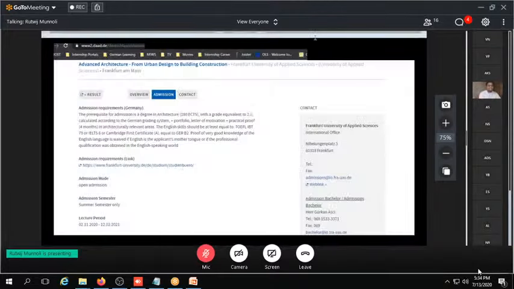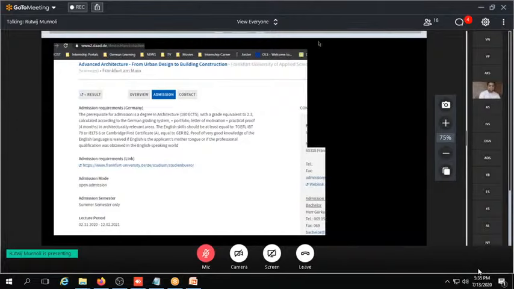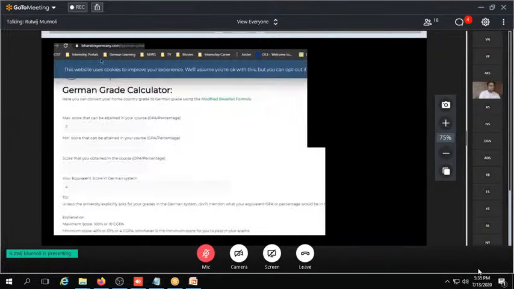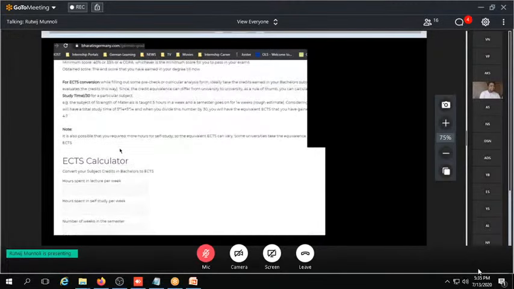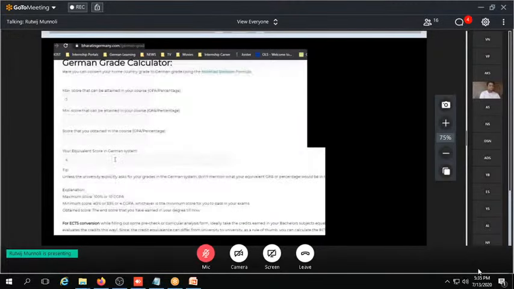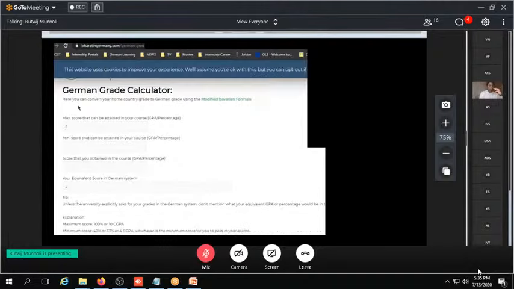I will show you one example, just a quick example, on bharadingermany.com. This is a very good site for calculating your GPA as well as your ECTS. You will come across these points afterwards if you start your research from your side. So I'll show you my example.